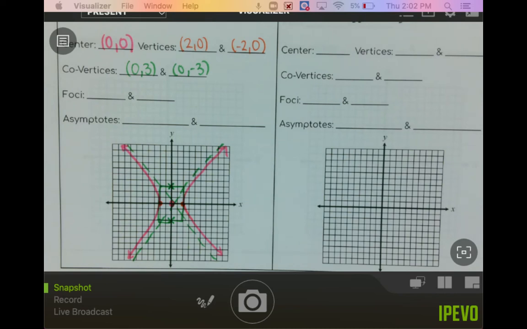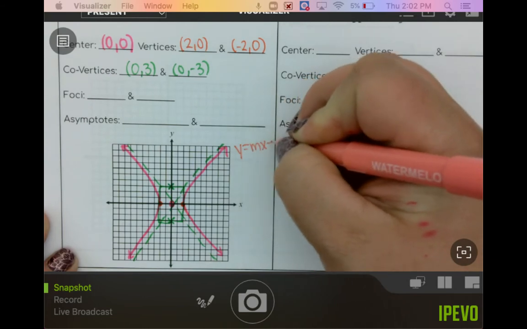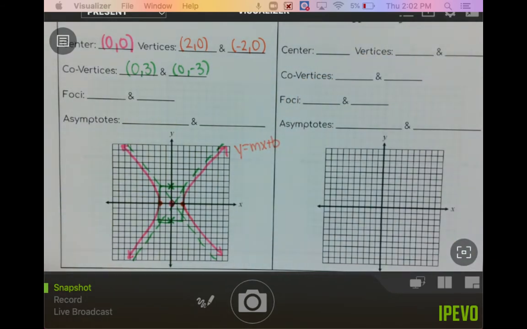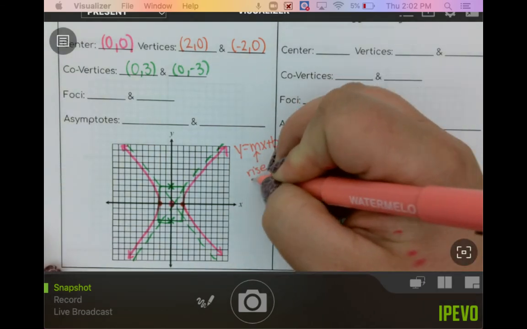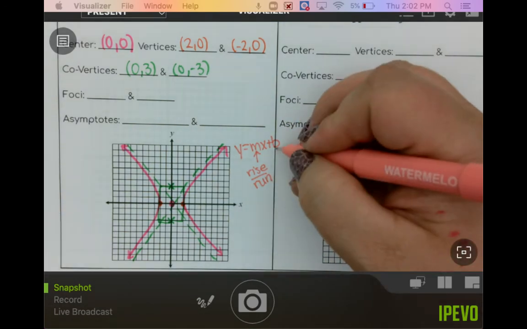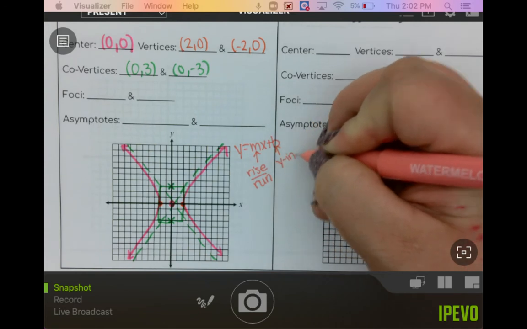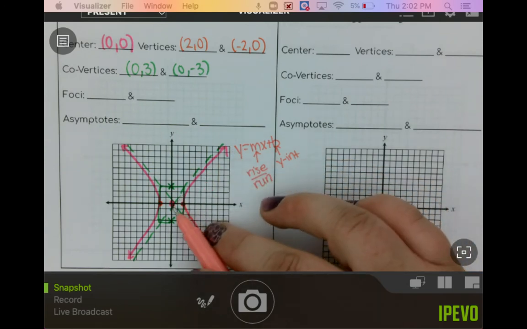Before we do the foci, I know that's the part that nobody likes, we are going to write the equation of these two lines in y equals mx plus b form. Does that kind of ring a bell from Algebra 1-ish times? Okay, so this number is your slope, rise over run, and this number is your y-intercept. The nice thing about this one is they both cross the y-axis at 0, so they'll both have plus 0 at the end.